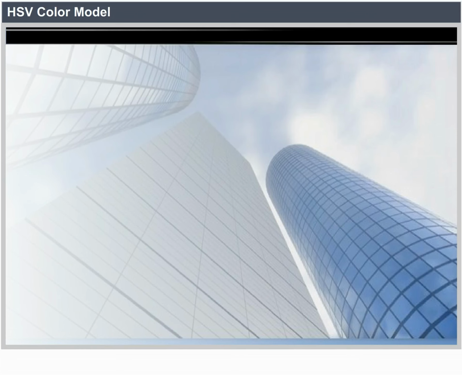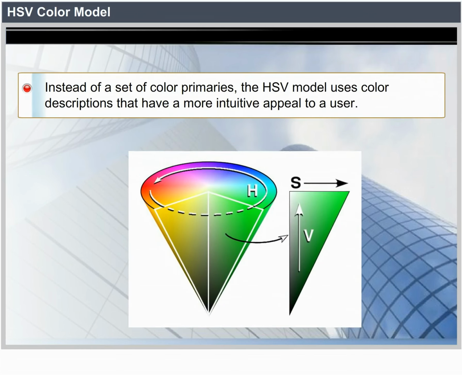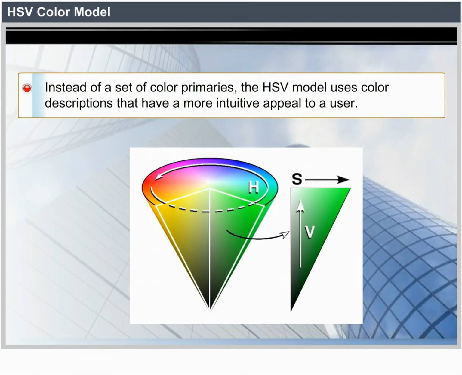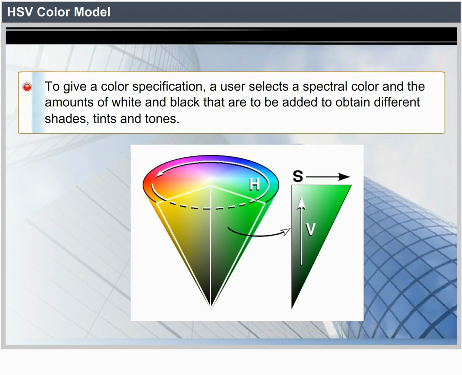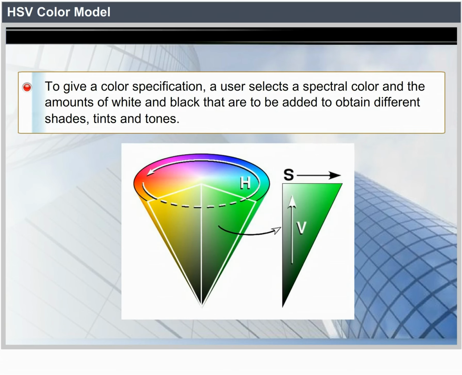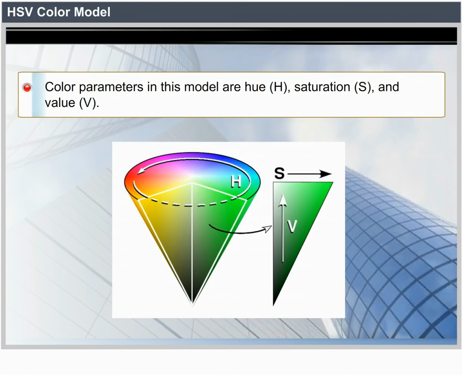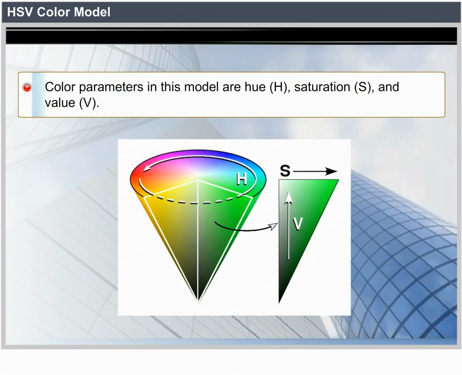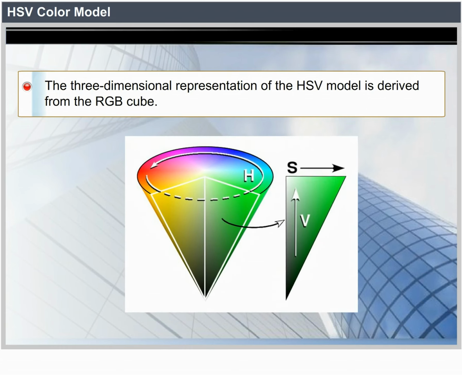HSV color model. Instead of a set of color primaries, the HSV model uses color descriptions that have a more intuitive appeal to a user. To give a color specification, a user selects a spectral color and the amounts of white and black that are to be added to obtain different shades, tints, and tones. Color parameters in this model are hue H, saturation S, and value V. The three-dimensional representation of the HSV model is derived from the RGB cube.